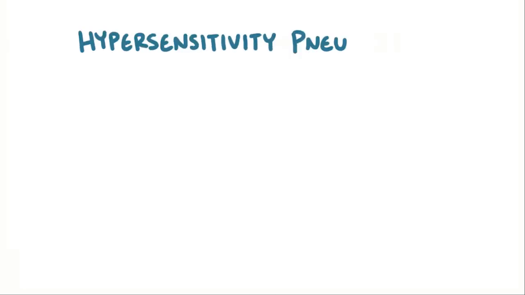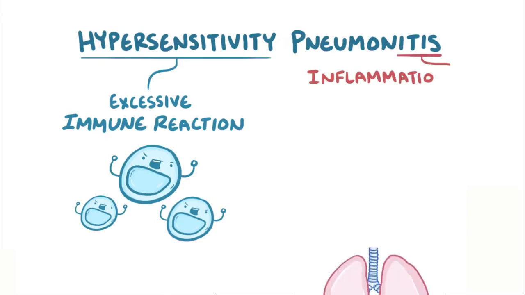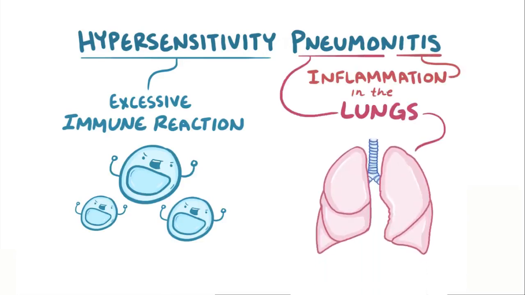With hypersensitivity pneumonitis, hypersensitivity refers to an abnormal and excessive immune reaction, and pneumonitis refers to an inflammation in the lungs. So, hypersensitivity pneumonitis is when a person's immune system reacts excessively to something that's inhaled, causing lung inflammation.